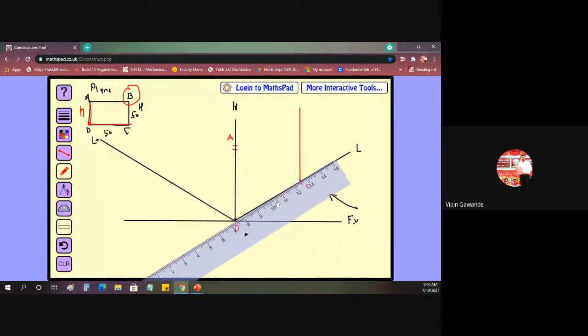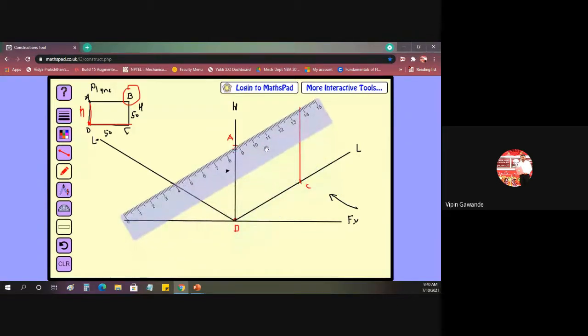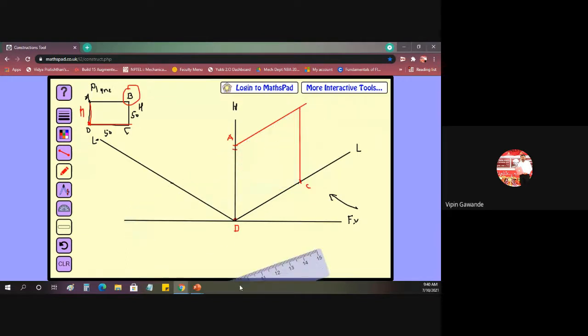So keep your roller scale here. You have to keep the roller scale on DC. Then roll it and draw the line from A. So you'll get an intersection here. What is that intersection? That is our point B.